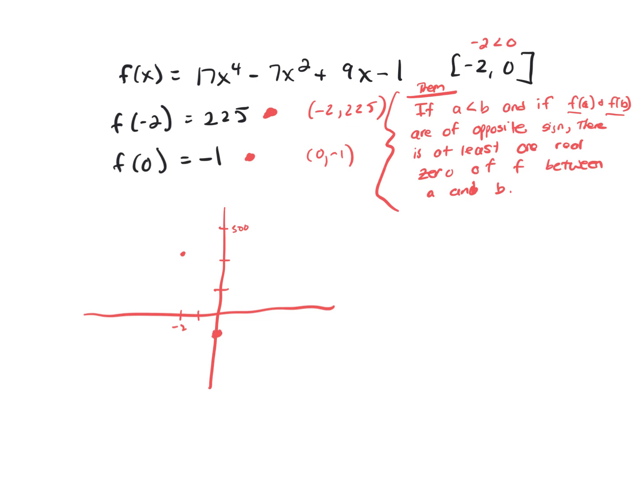So somewhere, this graph, I'm not going to do the exact graph of it, but it would have a real 0 somewhere in there where it crosses the x-axis. That's where y equals 0, and that's a real 0. So that's why the answer is yes.